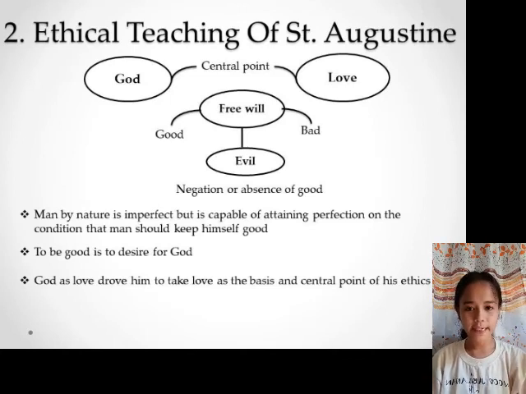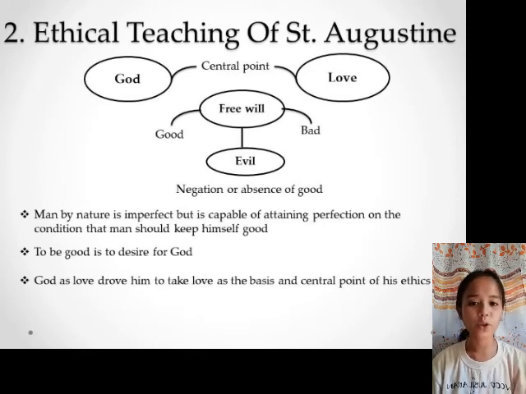And for him, God's highest attribute is love. Since God created the world out of His love, one thing He gave to man is free will, which is the choice to do good and bad. And because of free will, that is the reason evil exists. And when we say evil, it is the absence of good.